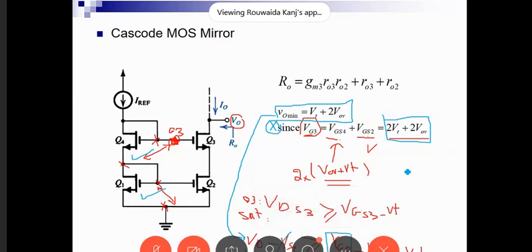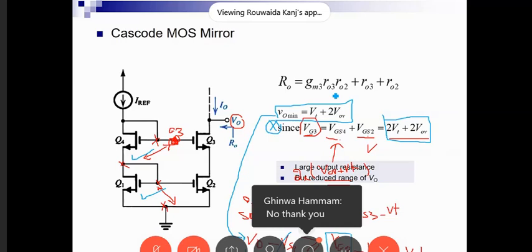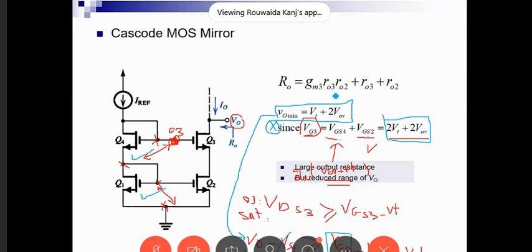okay. So let us now then move on to the next slide. And basically, the idea is that now we will see that this has a large output resistance, and also it has now a constraint on VO. So before, VO was related to VOV alone. Now we have twice VOV because I have a stack of two transistors. So the range of operation of VO became smaller. I mean, VO cannot go below this value.